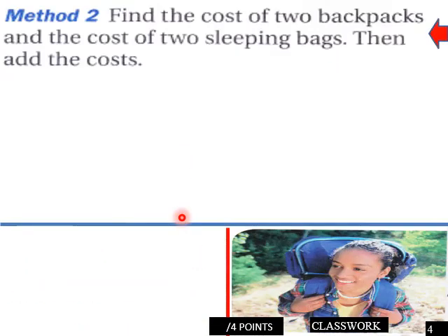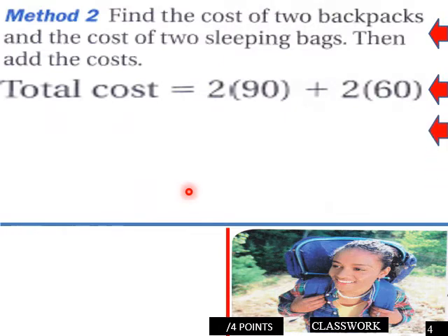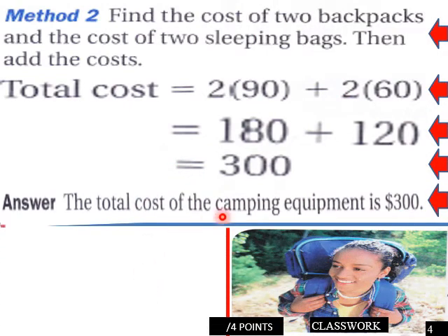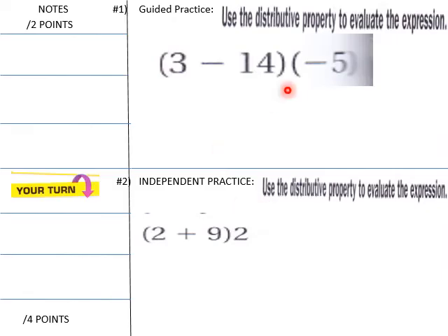Previous notebook taking situation there. Find the cost of 2 backpacks and the cost of 2 sleeping bags, then add the cost. So we multiply by grouping, and we get 180 plus 120, and that will be 300. That'd be another way of looking at that same situation. Total cost of the equipment would be $300, and we go into this distributive property down here, students, for you.